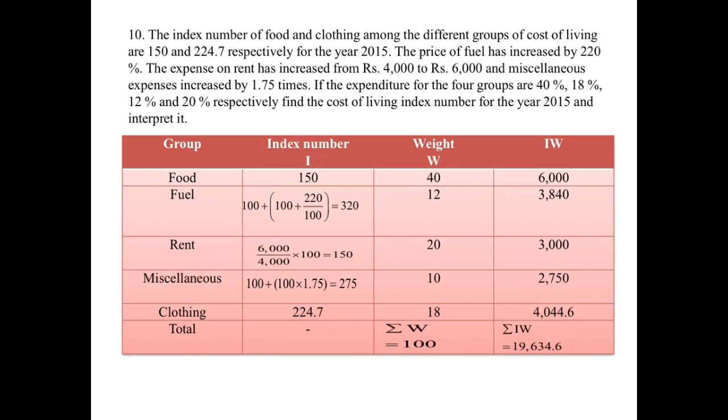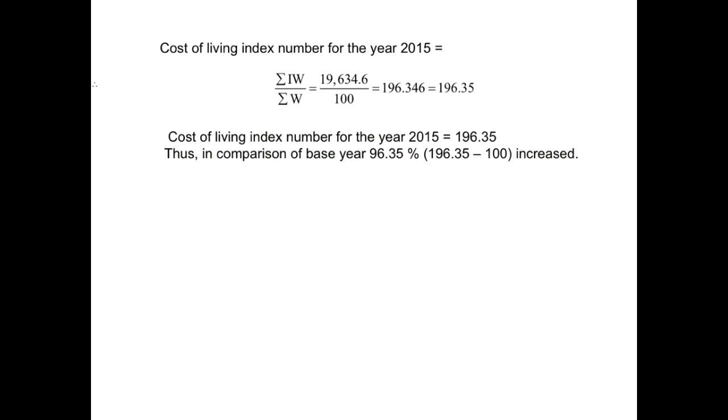And now we find IW and sigma IW, and put all those figures in the formula sigma IW upon sigma W. The answer is 196.35. So there is a 96.35% increase compared to the base year.